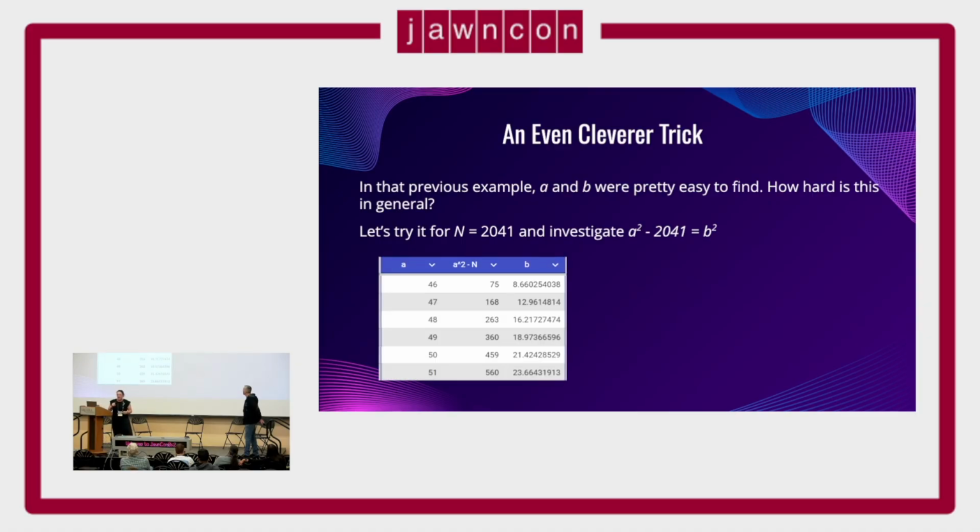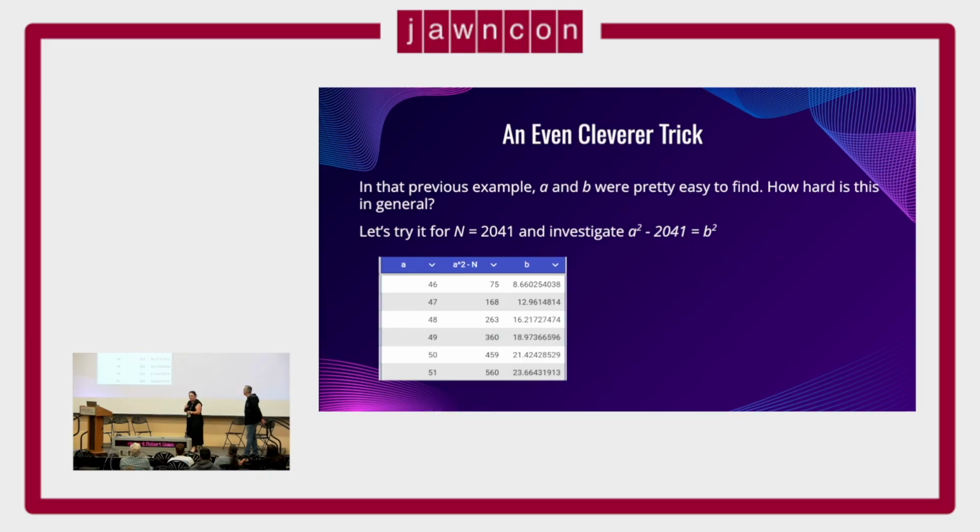So let's start digging. I made a little table for you. If a is 46, 47, all these numbers, we can plug it into the a squared minus n and get b over here. And we start seeing a problem, right? There are no perfect squares.